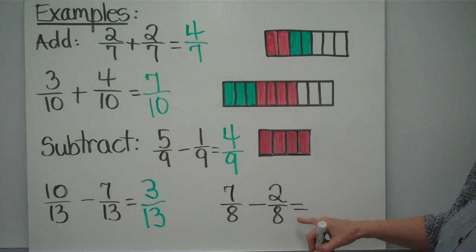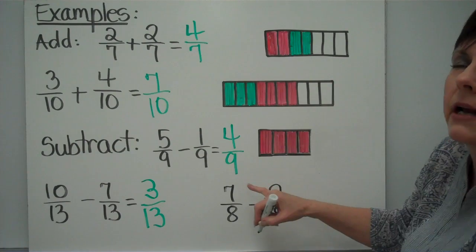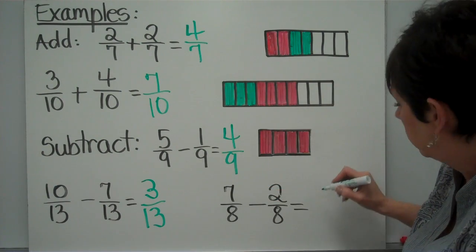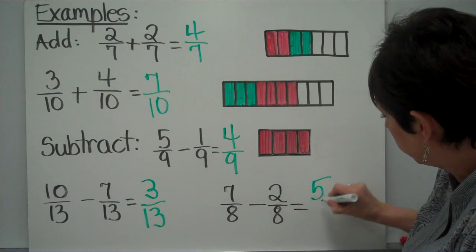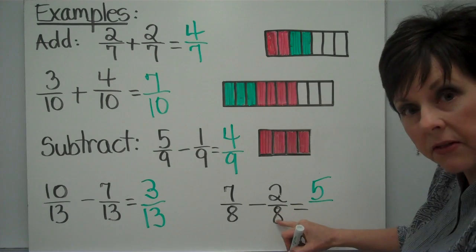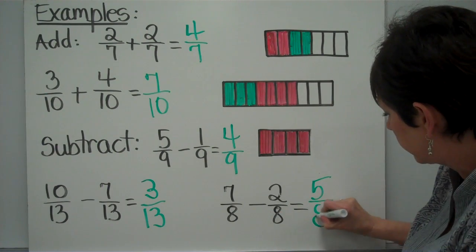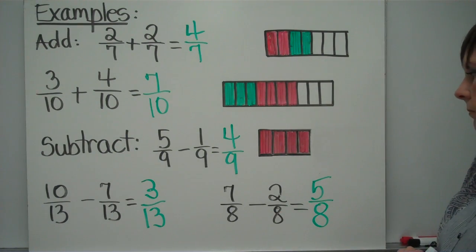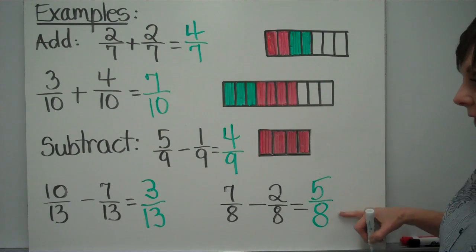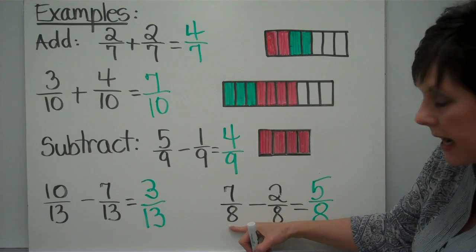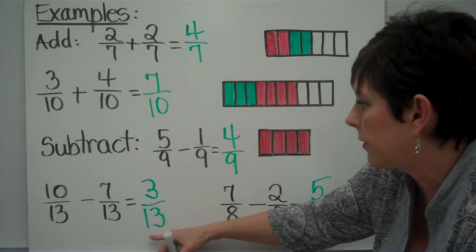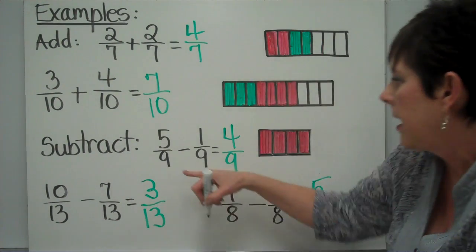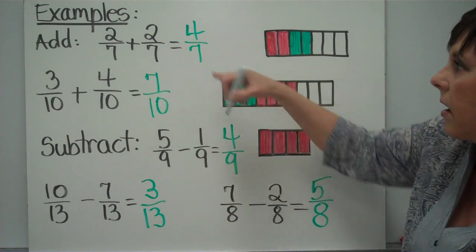7/8 minus 2/8. I know that 7 minus 2 is 5. And because 8 is on the bottom, my answer has 8 on the bottom. And so here I've got 5/8. Notice that 8 is on the bottom here. We have 3/13. 13 is on the bottom. Here's 9 on the bottom.